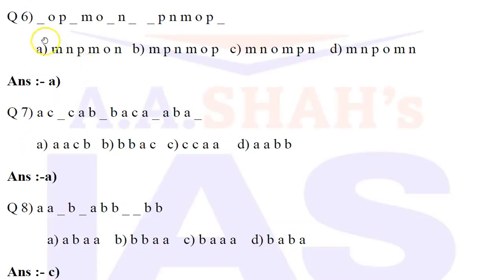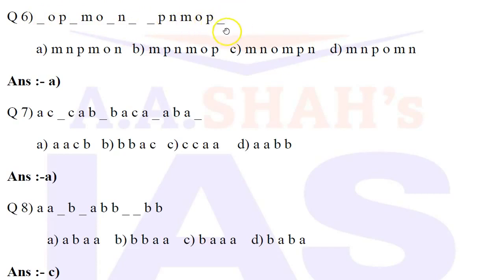So the fifth question, option A is the correct answer. Now the sixth question: dash OP dash MO dash N dash dash PNMOPN. Now count the number of terms. 1, 2, 3, 4, 5, 6, 7, 8, 9, 10, 11, 12, 13, 14, 15, 16. You have 16. 16 means 4. So split this: first part 1, 2, 3, 4. Second part 1, 2, 3, 4. Third part 1, 2, 3, 4.